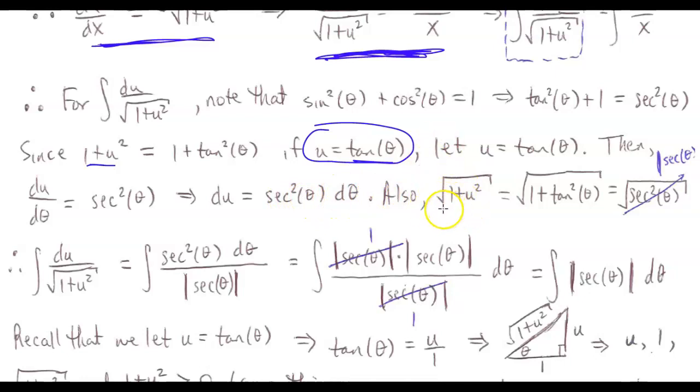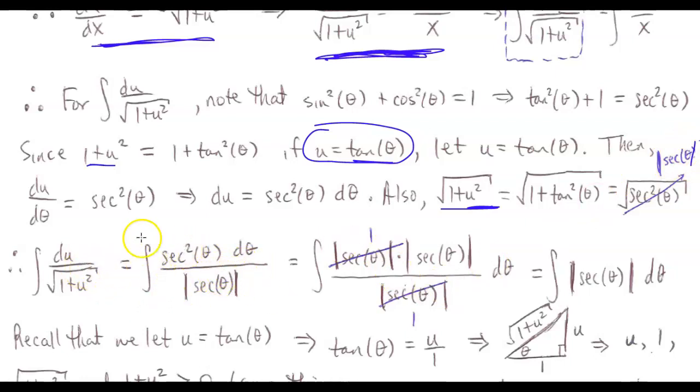We also know here that if I go ahead and make that substitution, then 1 plus tangent squared theta is going to be secant squared theta. And if I take the square root of all that, what I end up with is the absolute value of secant theta here. You can't see the absolute value sign, but it's there.